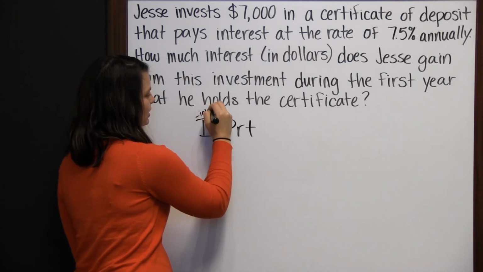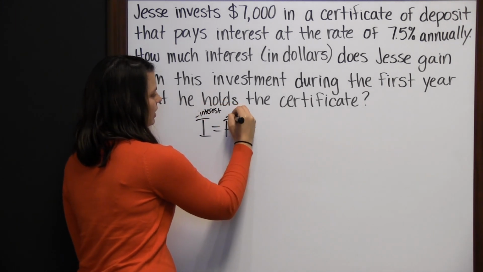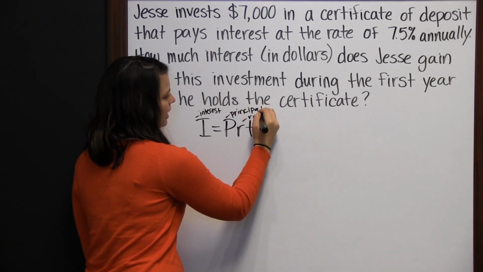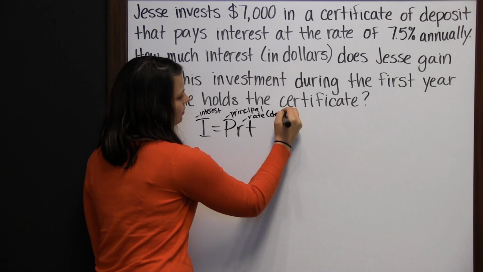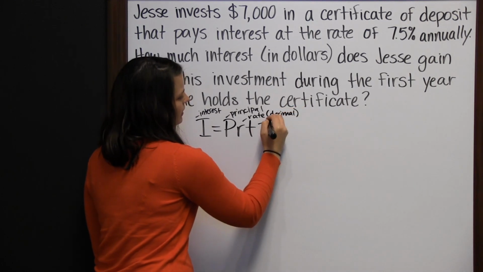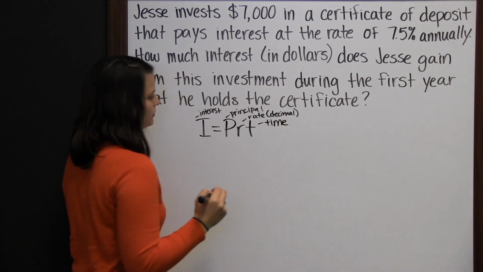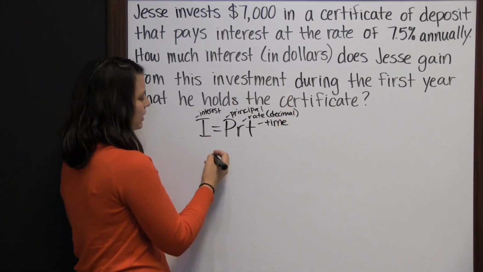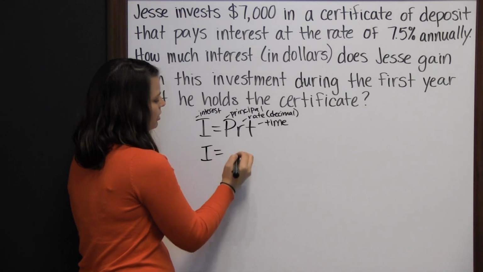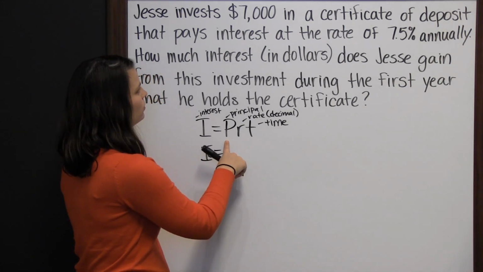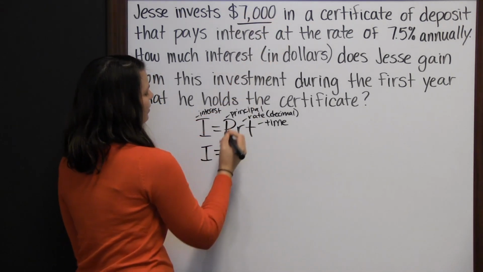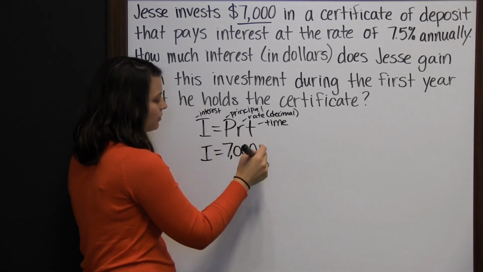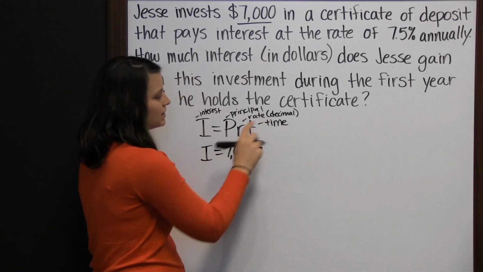This I is the interest. P is the principal. R is the rate as a decimal. And the T is the time. So we're going to take our information from our problem and plug it in. So our amount of interest is equal to the principal, $7,000, times the rate as a decimal again.